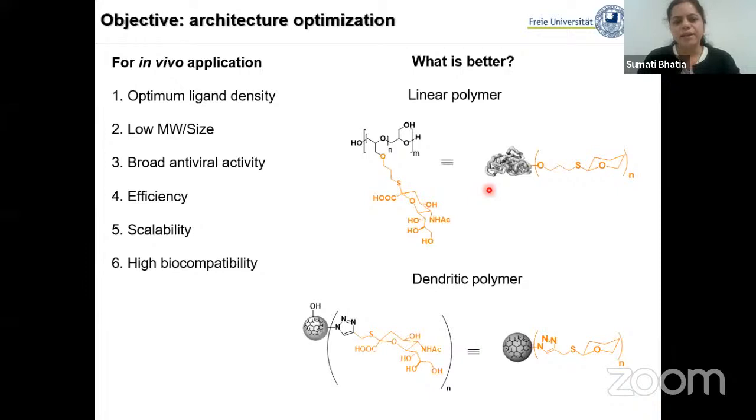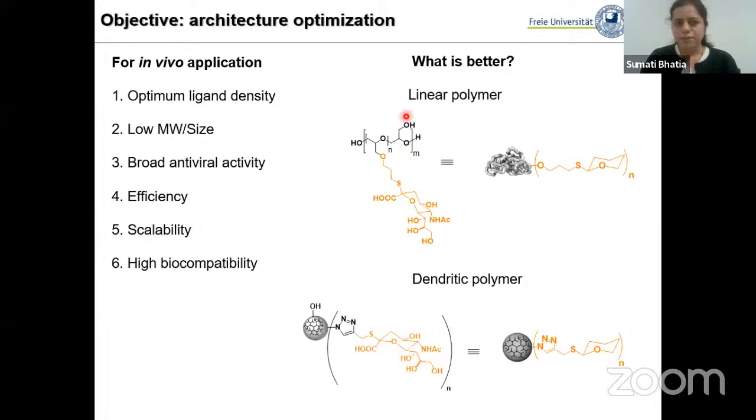So you need a relatively high ligand density, and all ligands are not available for binding with the virus. The second option is a dendritic scaffold where all the ligands are exposed, and probably you need much less density of sialic acid because all are exposed on the surface, all are available for binding with the virus. So you need less sialic acid. So here ligands are much more exposed, here ligands are less exposed.